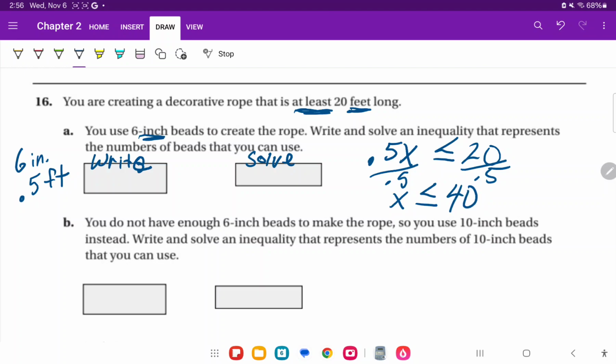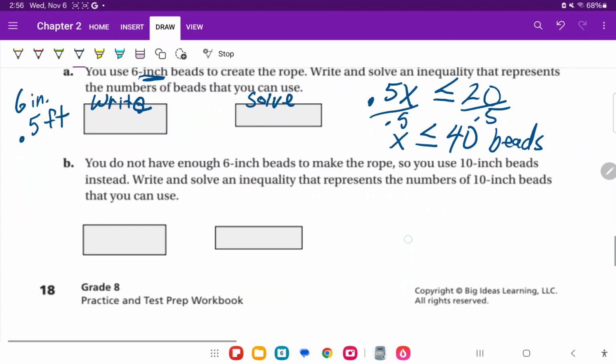Now, it's not exactly 40. It's less than or equal to 40. So in your final answer, you're going to have to put this whole thing: x is less than or equal to 40 beads. I got to type out beads. Yeah, I know five letters is really difficult, but I believe in you, McCoy. You can do that. They said it was wrong.